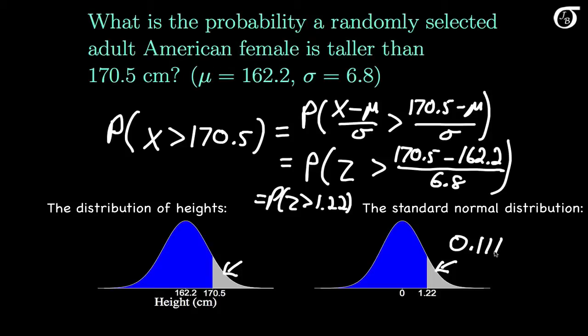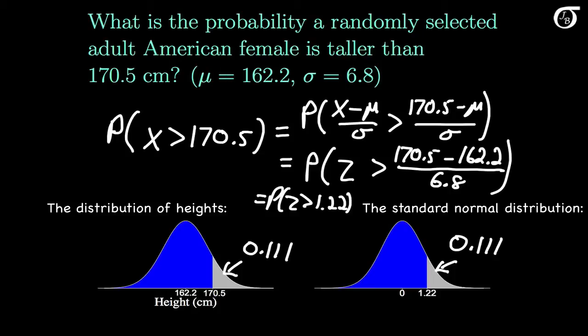So this area is 0.111, which means that the area to the right of 170.5 under the original distribution is 0.111, and the probability that a randomly selected adult American female is taller than 170.5 centimeters is approximately 0.111.